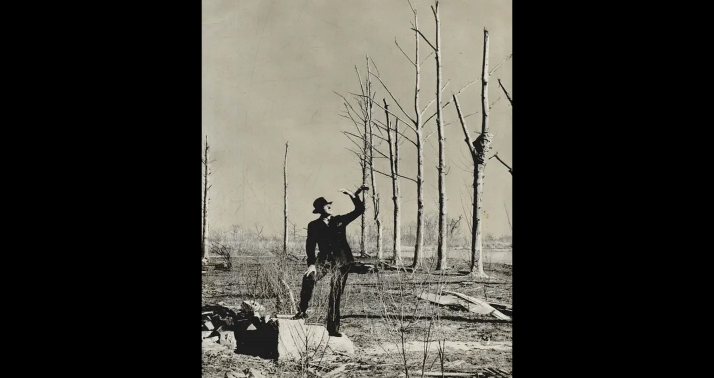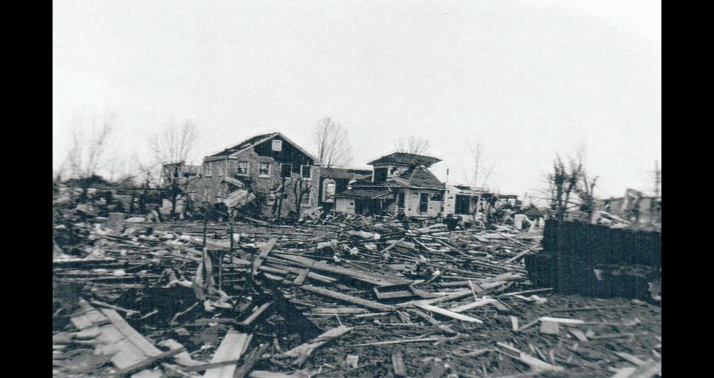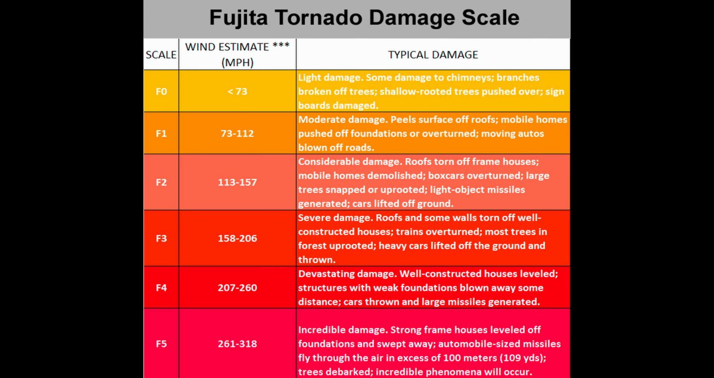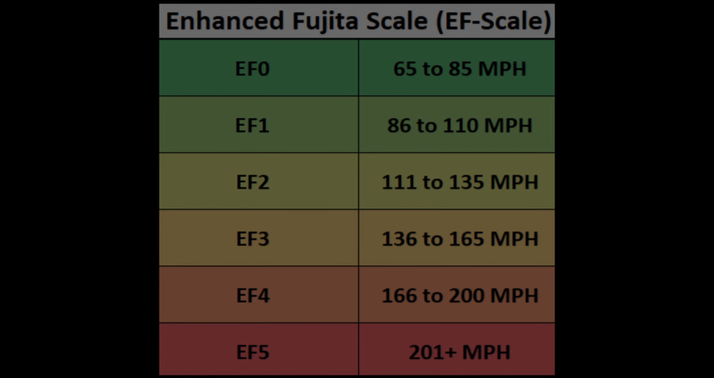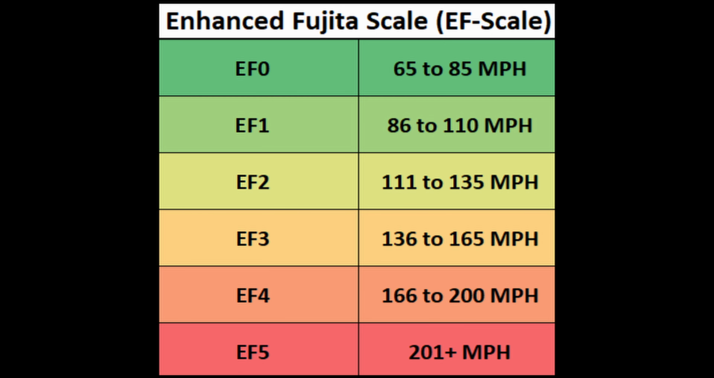Our ancestors had to face the wind with no genuine understanding of it. All they had were hopes and prayers. But now, the first iteration of the scale came in the form of the Fujita scale, which went through F1, F2, F3, F4, and F5, but it was soon recalibrated to the EF scale, which meant Enhanced Fujita scale.